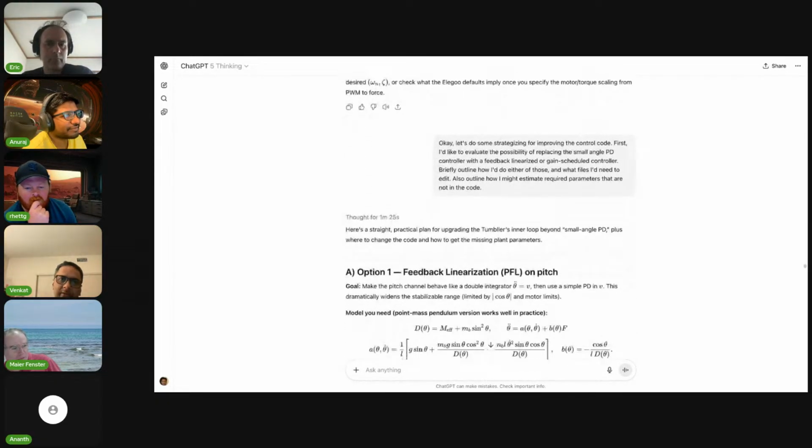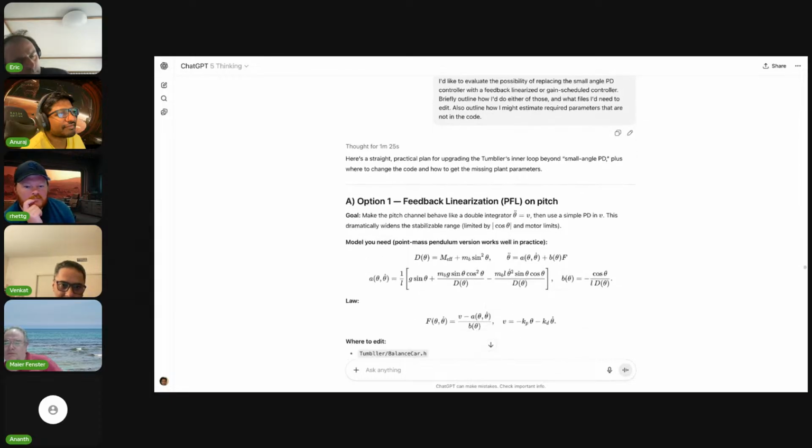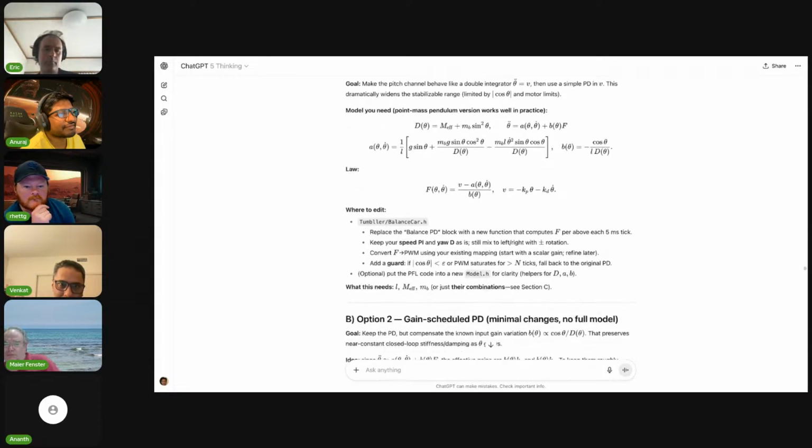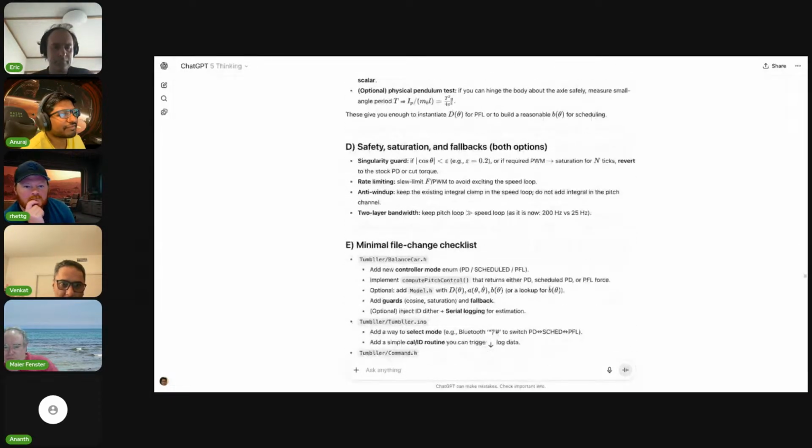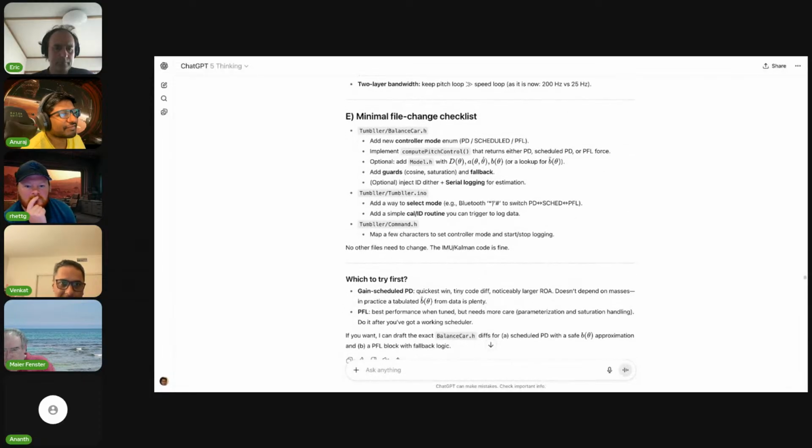Okay, so then I asked it, give me strategies for improving the control code. First thing I asked was, can we replace the small angle proportional derivative controller with a feedback linearized or gain schedule controller? So this is kind of what you were talking about, Anuraj, for your satellite. In this case, it would give us a much larger angle of recovery. So this is one big workout, basically, and it gives me ideas of where in the code to start working on it.